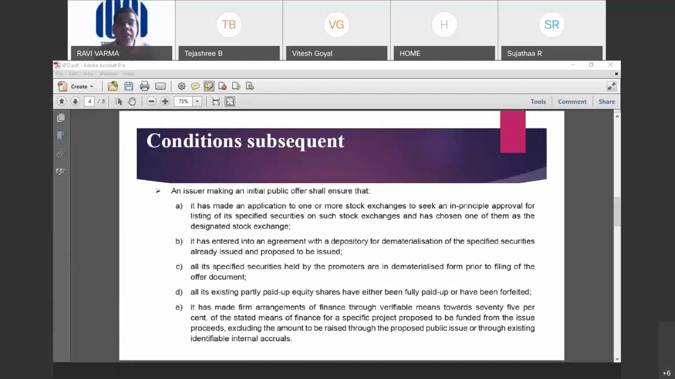Zindagi ke pehle bhi, zindagi ke saath bhi aur zindagi ke baad bhi. That means you are going for an IPO with some conditions. When you have come out with the IPO, you will also follow some conditions.